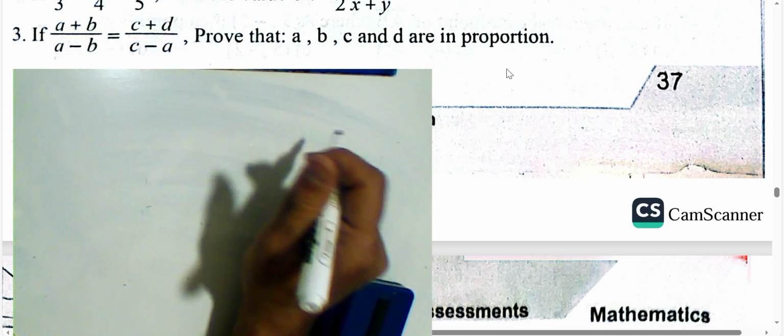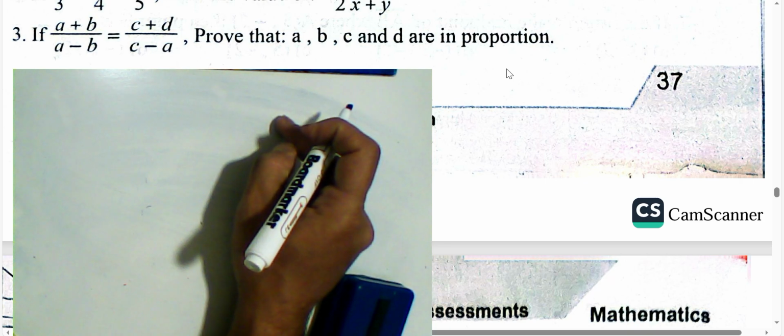Okay, next question. A plus B over A minus B equivalent to C plus D over C minus D. Prove that A, B, C, and D are in proportion. Okay, how can we prove that? We must prove that A over B equals C over D. So we must first use this property: the product of extremes equals the product of means.